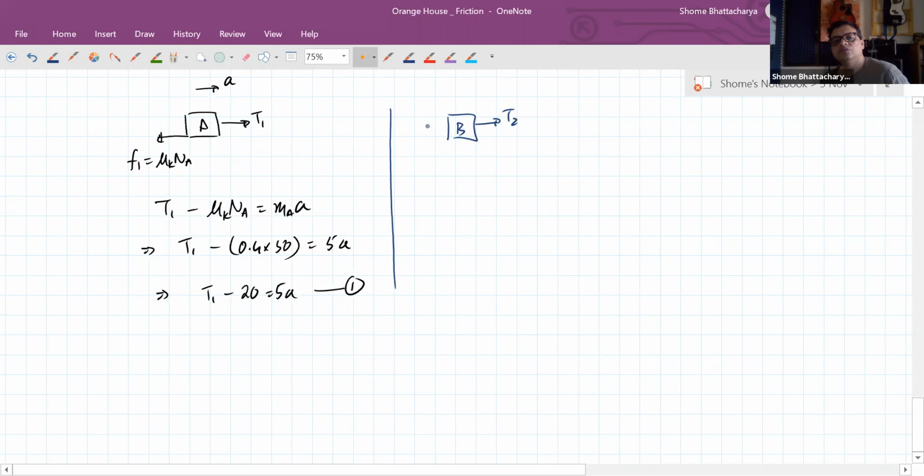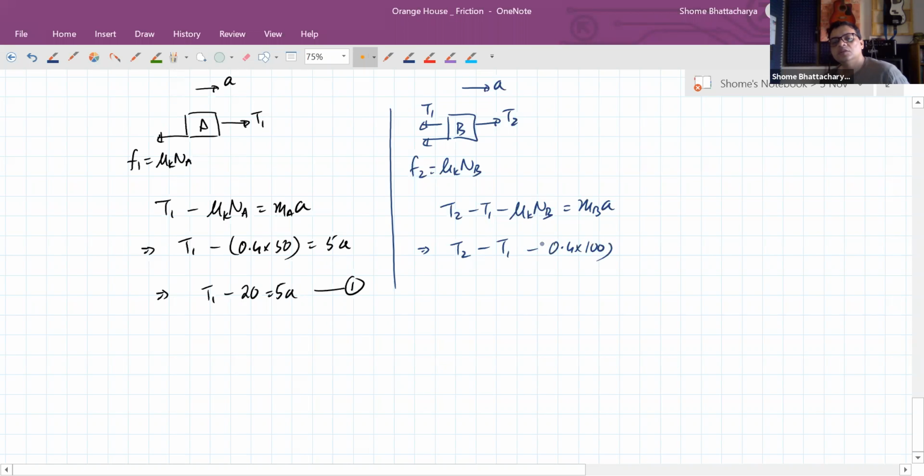Then for block B, we have tension T2 from this side, tension T1 from this side, and again kinetic friction, which is mu K into NB. So for block B, we have the equation T2 minus T1 minus this kinetic friction is equal to mass into acceleration. This is 0.4 into its weight, which is 100. So T2 minus T1 minus 40 newtons is equal to 10a. So this is our equation 2.